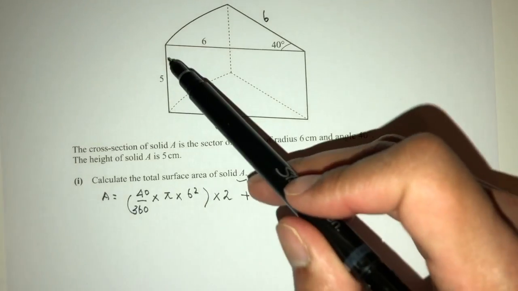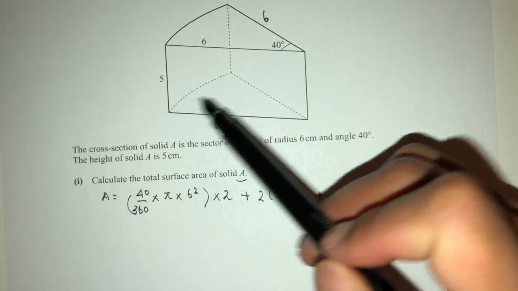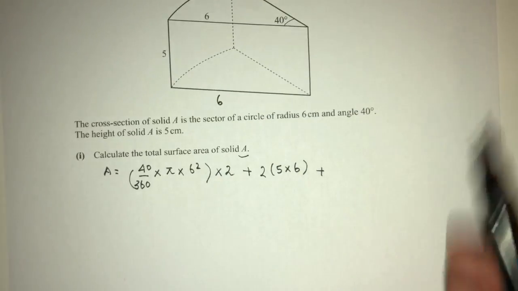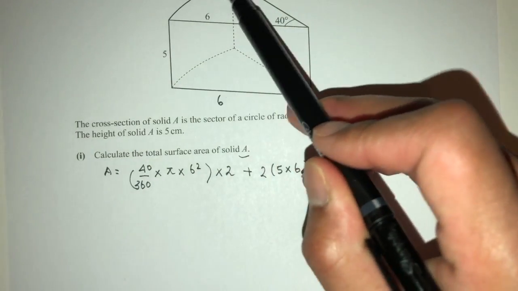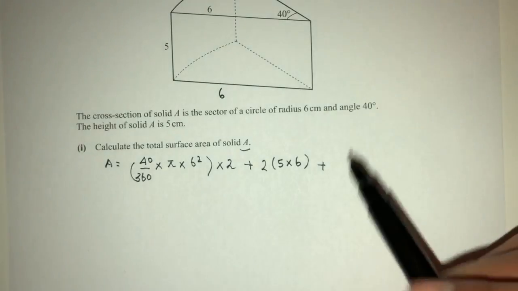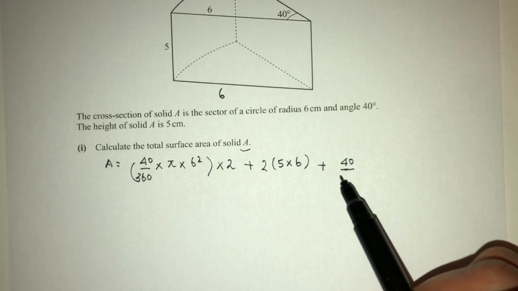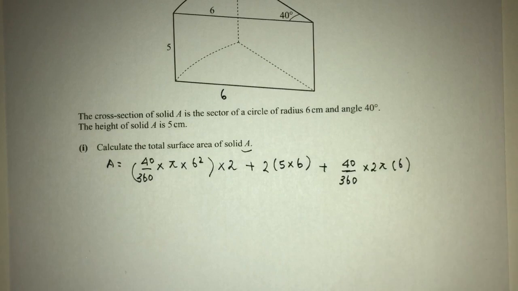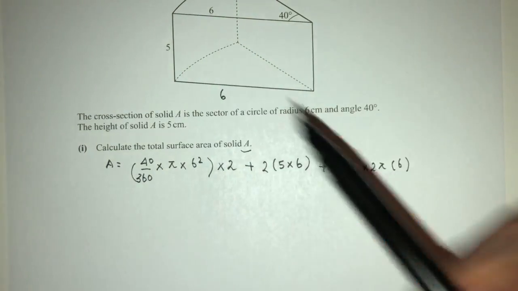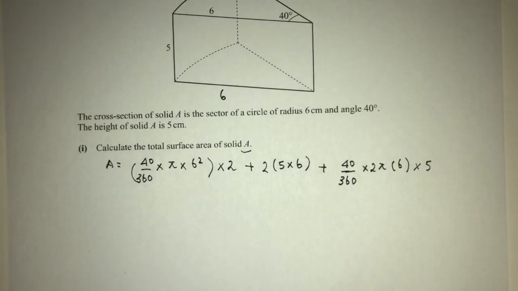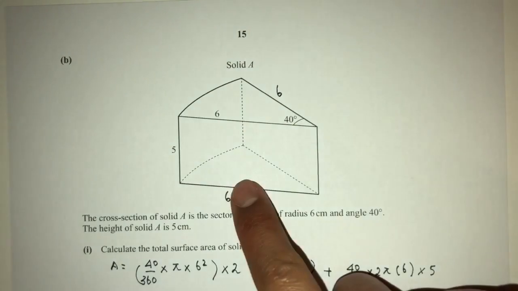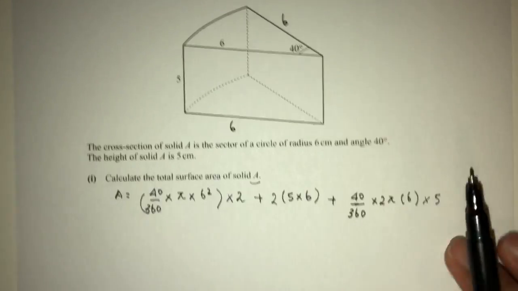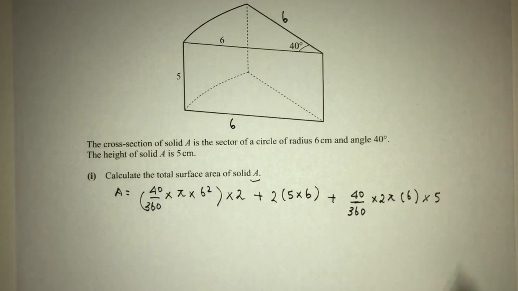And then finally, we have to find this surface on the back. That will be the length of the arc, given by 40 degrees over 360 times 2 pi r, where r is 6. This is the formula you have to know for length of arc and area of circle. Once you have the length, you have to multiply by the height to find the area of that curved surface. So if you count, we have 1, 2, 3, 4, 5 surfaces to add.